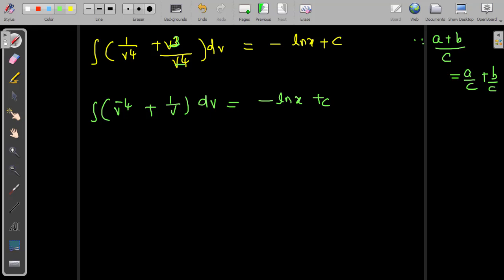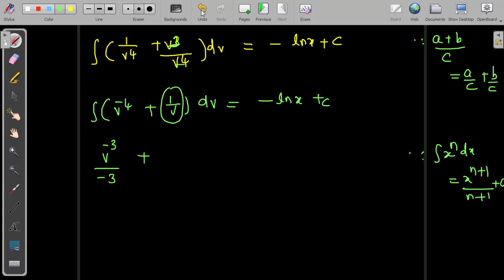Now v power minus 4 integration, power rule of integration: the integral of x power n dx is x power n plus 1 over n plus 1, plus c. Same idea here. So v power minus 4 plus 1, that is minus 3, divided by minus 4 plus 1, which is minus 3, plus... what about this term's integration? 1 by v integration, like 1 by x integration. The integral of 1 by x dx we already did, so same idea here: ln x plus c.